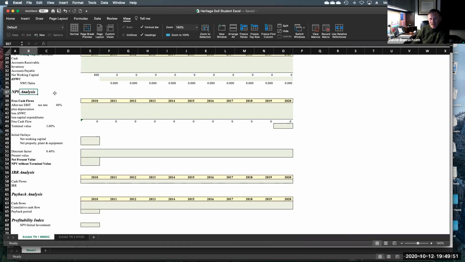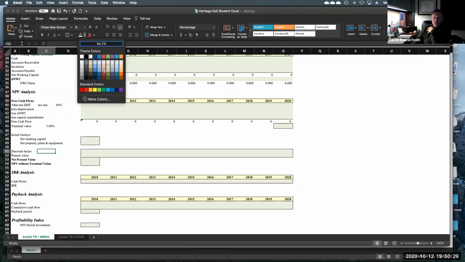Then you step into the net present value analysis. So just like we did with the example, okay? What is the after-tax EBIT with a given tax rate? Add back the depreciation, subtract out the change in net working capital, subtract out the capital expenditures to get to free cash flow. Calculate the terminal value, okay, based upon a growth rate that you're going to assume and some discount factor that you're going to assume, okay?